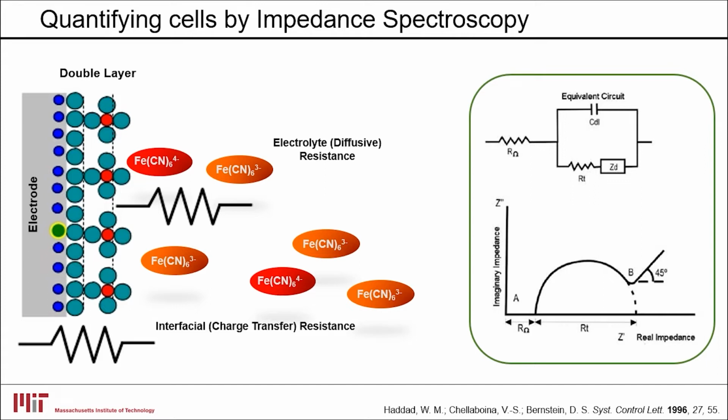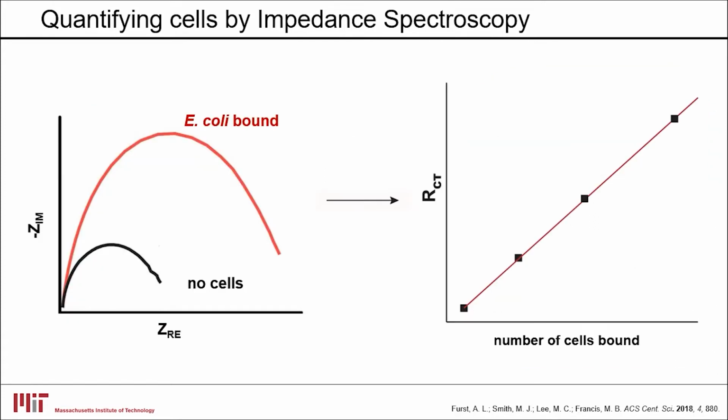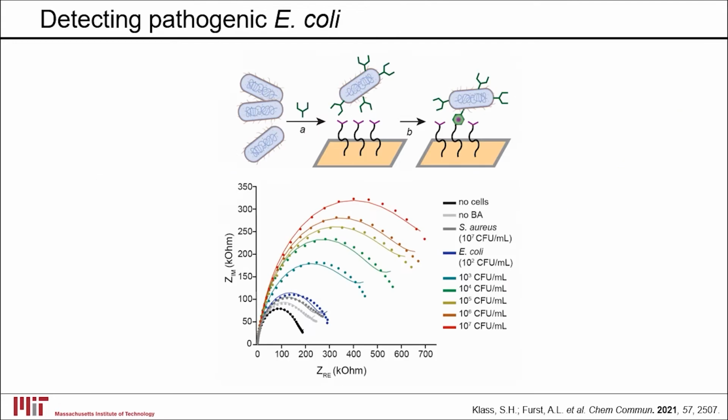And from there, we can model this system as an equivalent circuit shown on the top, and then display the data as a Nyquist plot shown on the bottom. And what I want you to take away from this is simply that if we look at this arc on the bottom, the diameter of that is our charge transfer resistance. And so what we would expect to happen is if we have no cells bound, our charge transfer resistance would be fairly small. As the E. coli bind to our electrode and block access of that ferrocyanide and ferricyanide, we anticipate that that charge transfer resistance will increase, as shown on the right, based on the number of cells bound. And that is exactly what we see when we implement this sensing method with our device.